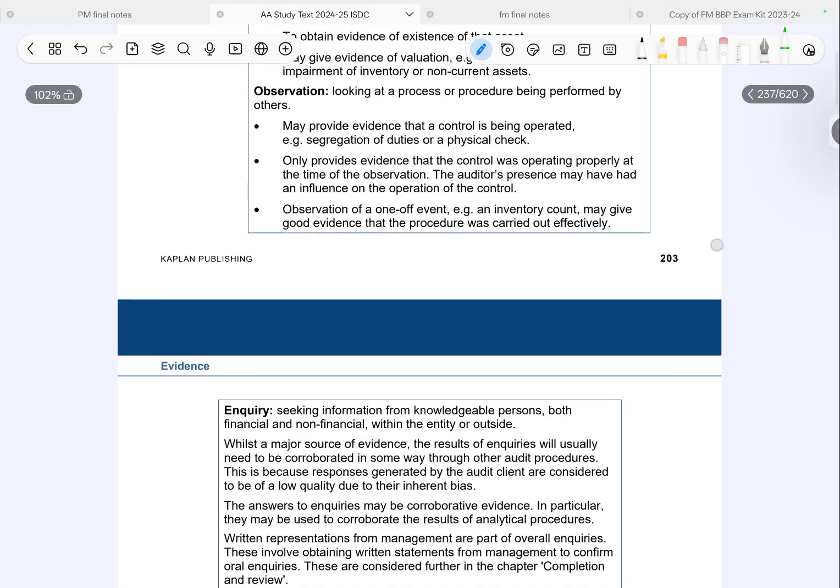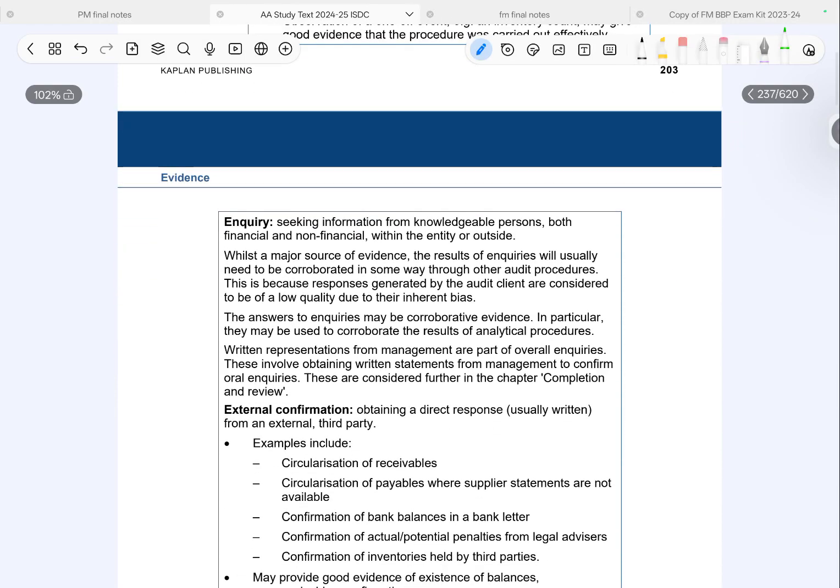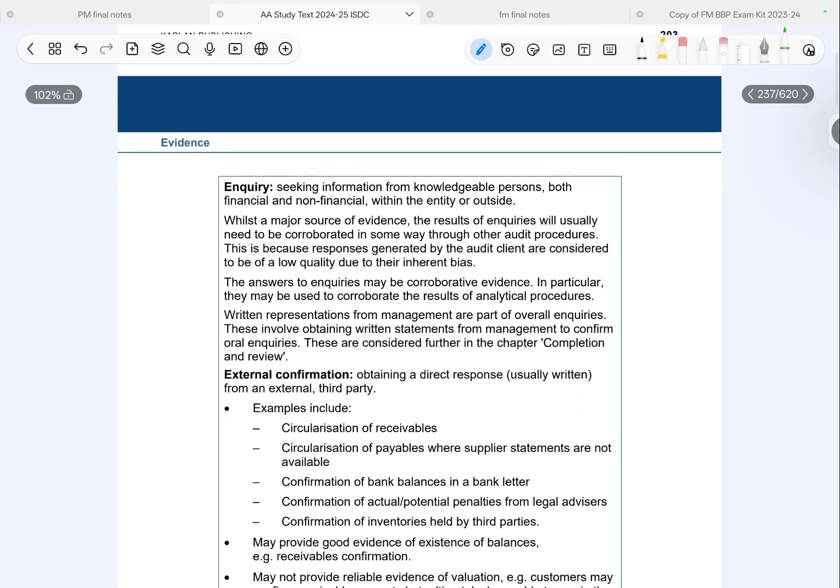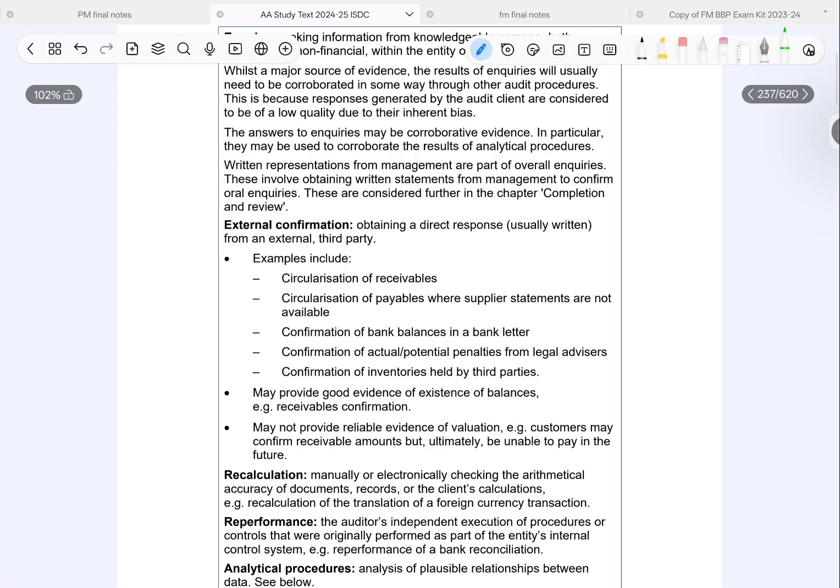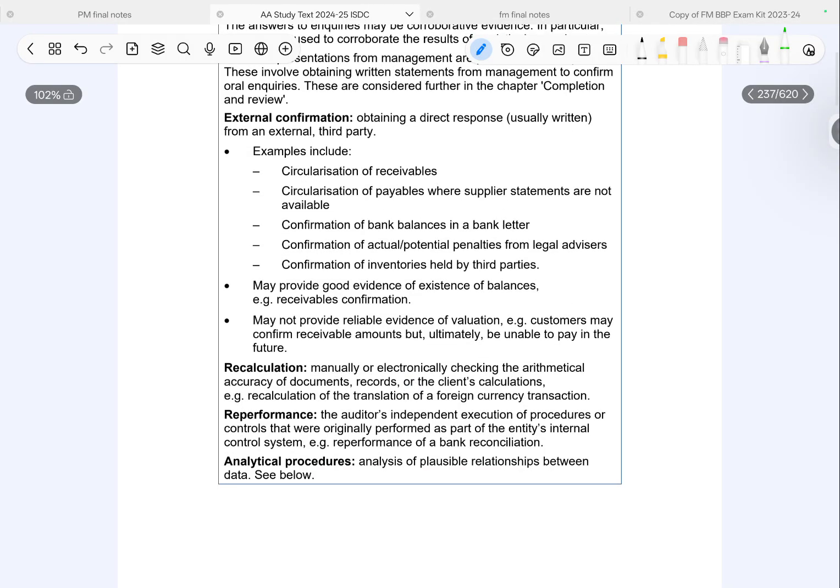Then we have external confirmation, getting direct responses from third parties like bank confirmations. This is one of the most reliable types of evidence. Then recalculation is simply checking the math, making sure numbers are added correctly. Reperformance means the auditor redoes a control or procedure to see if it actually works. And analytical procedures look at trends and relationships in data to spot unusual changes.